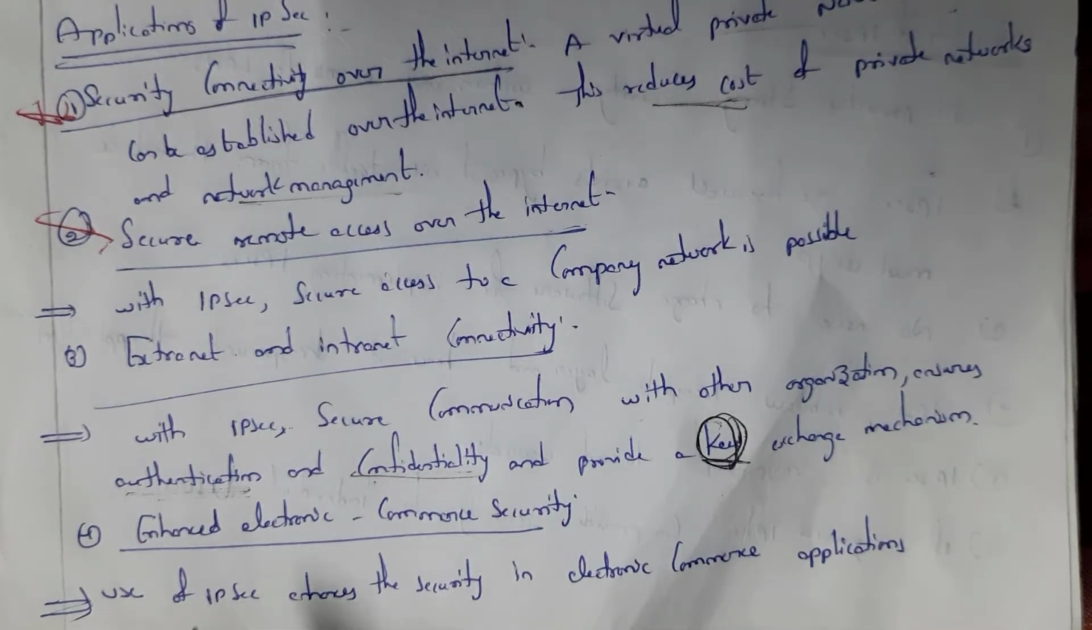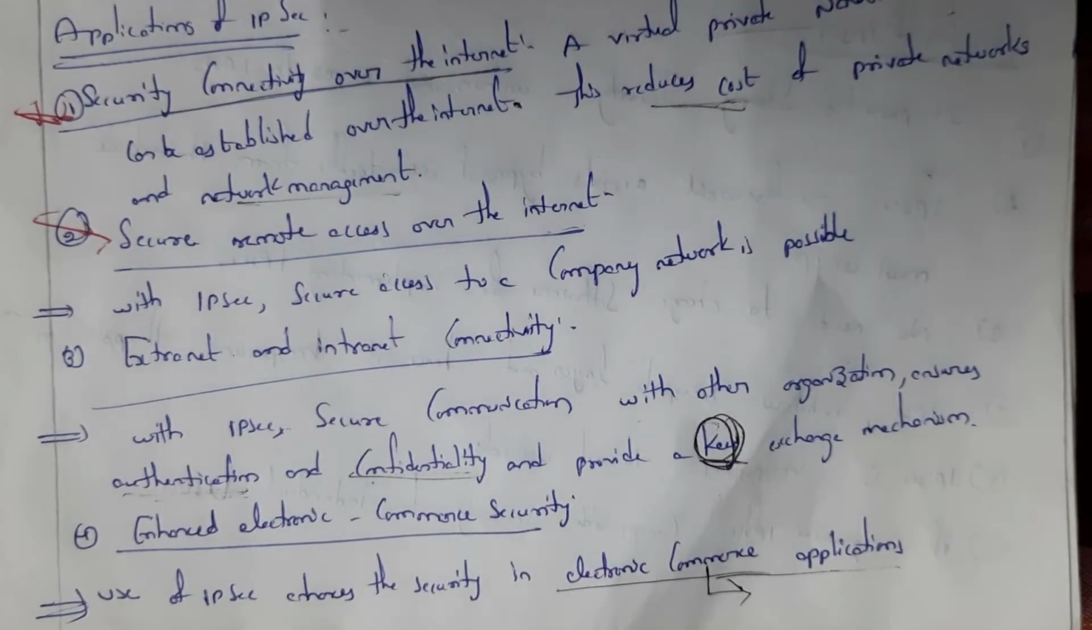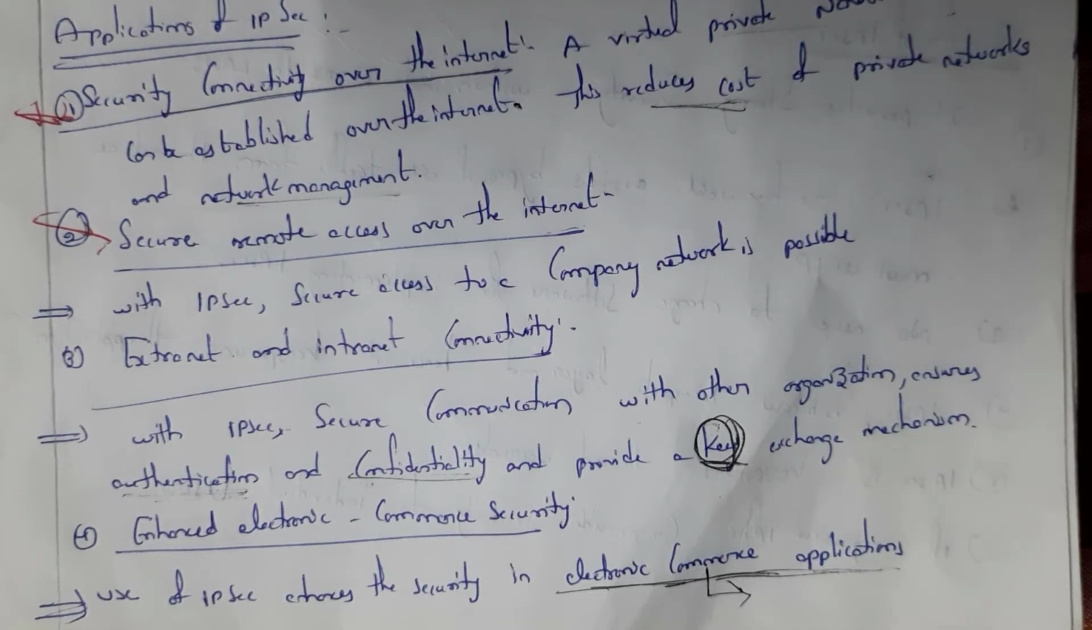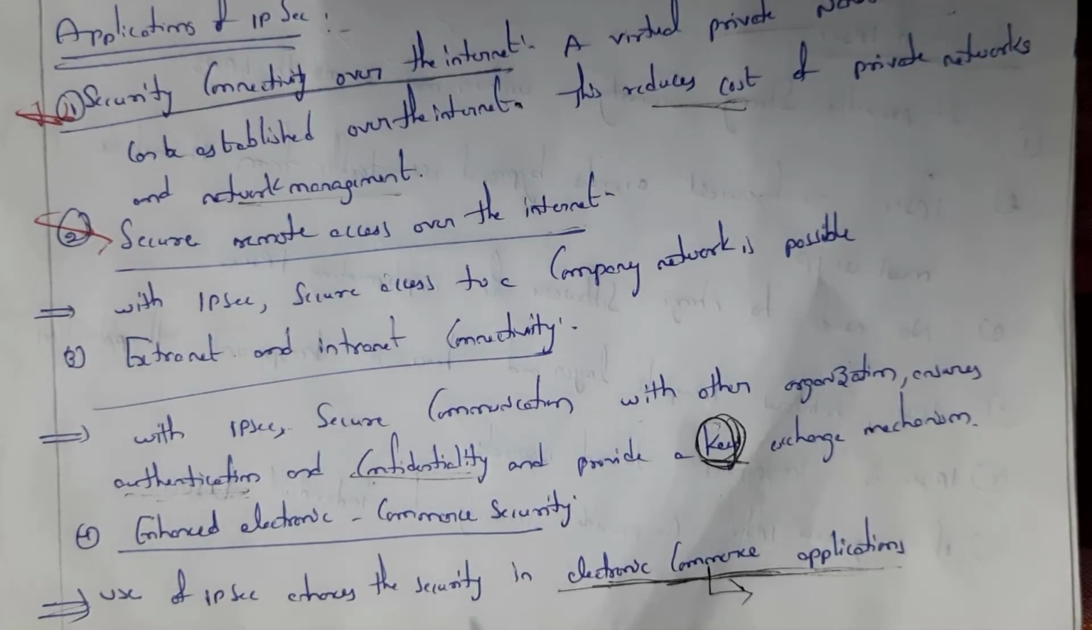Next one is enhanced electronic commerce security. IP security also provides security to electronic commerce applications. Electronic commerce applications are, for example, Amazon.in and Flipkart. All of these come under e-commerce applications. That means users purchase products online. All these websites come under e-commerce websites. So IP security provides security to e-commerce applications.